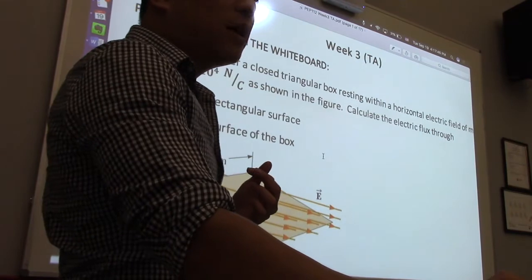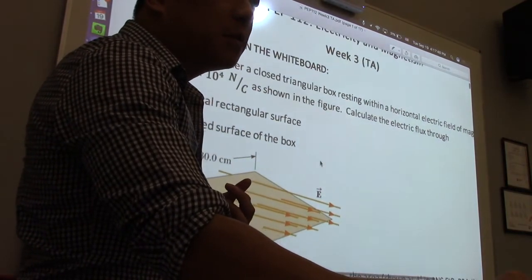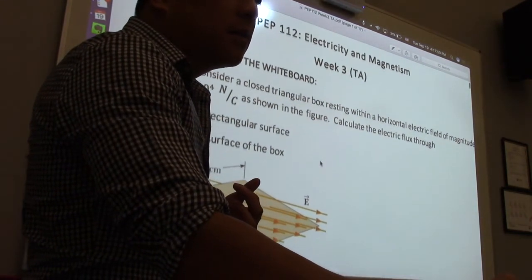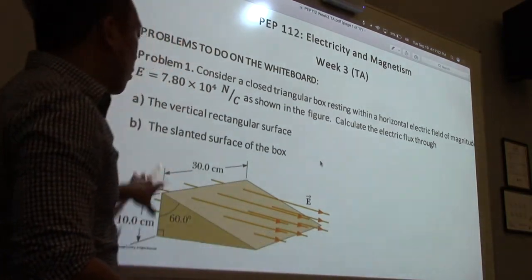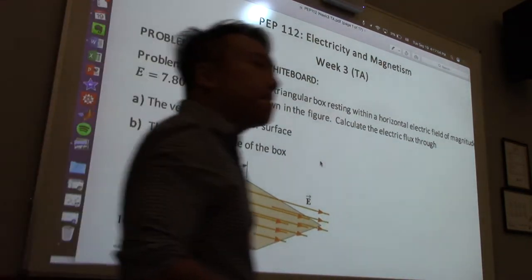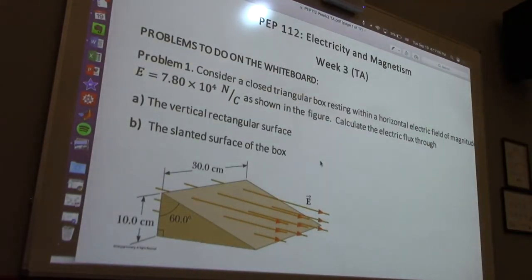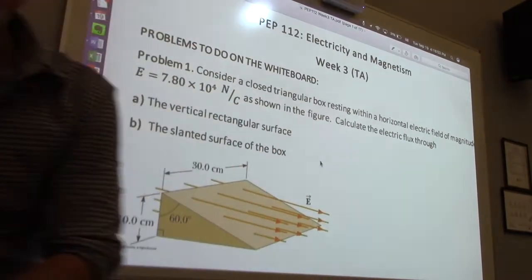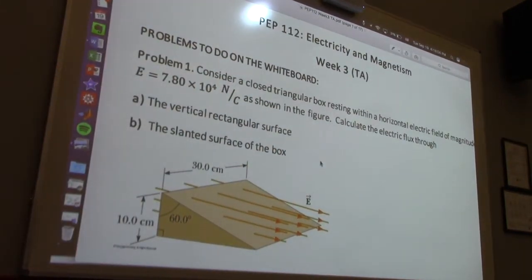This is the question. Let me zoom out just a little bit. This is the triangular box you want to draw. Can you guys all see that? Let me make sure the camera can see it. Yes. Okay. So give a good sketch. Make a good sketch.